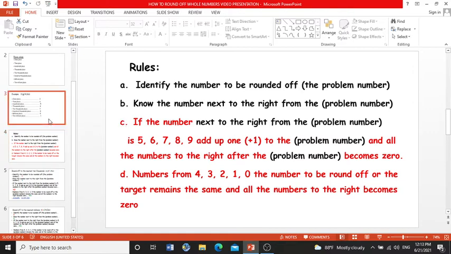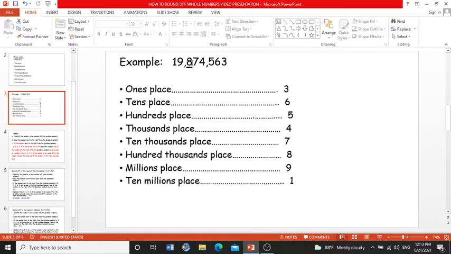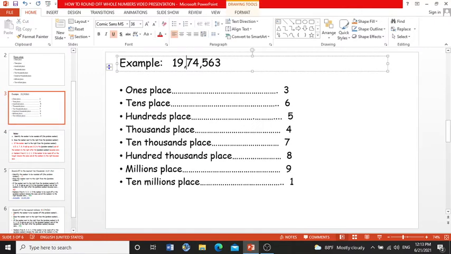So, if we add up 1, this one will become 9, because this is 7, remember? And all these numbers will become 0. So that will be your answer for this example. Only for this example. Remember that.